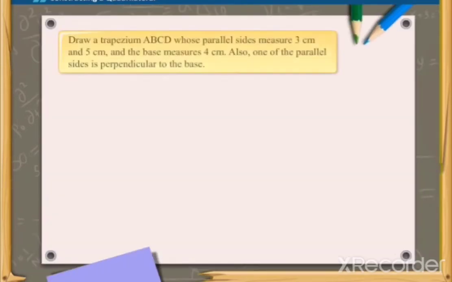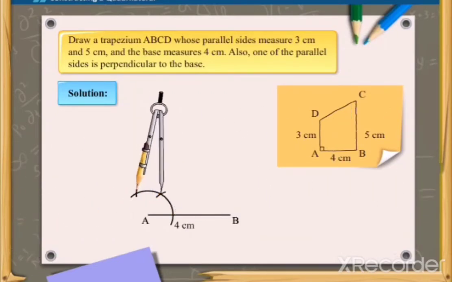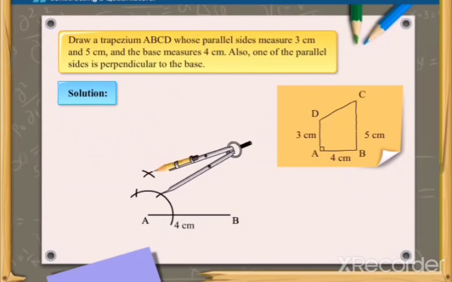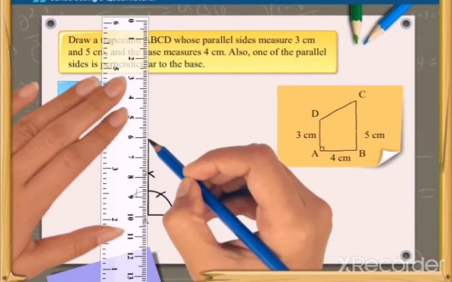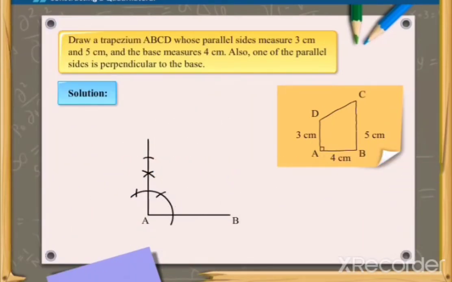Let's draw a trapezium ABCD with the given dimensions. First, we will draw a rough sketch. Now, draw the base with length 4 centimeters. Then, draw a perpendicular from A and draw an arc of radius 3 centimeters from A, intersecting the perpendicular at D.